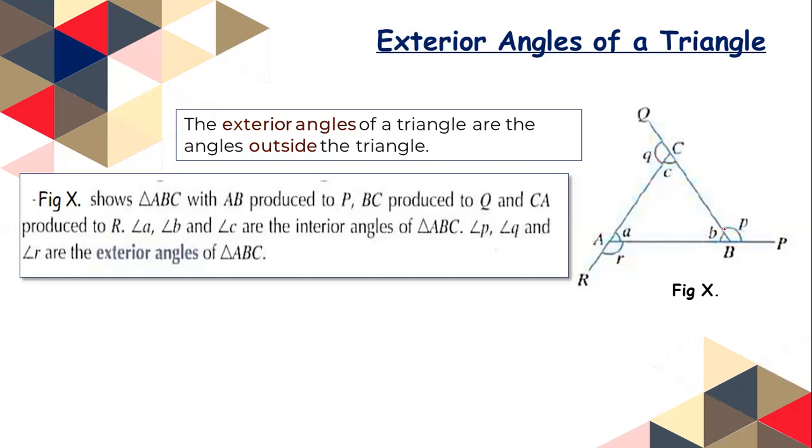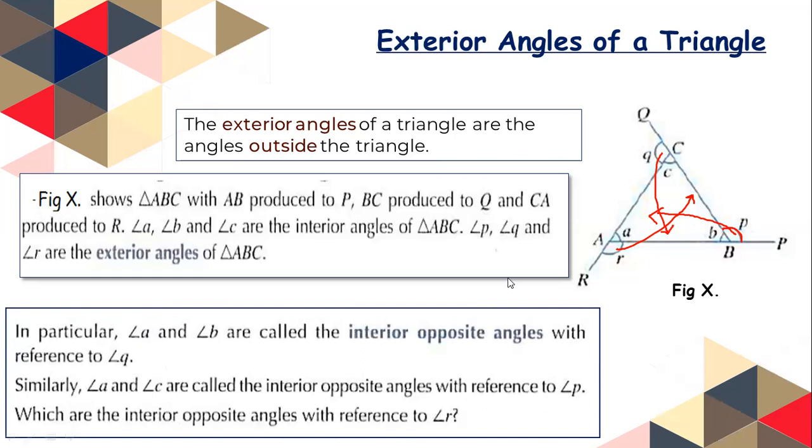Next, if you see this angle, if we want to find the two opposite interior angles of an exterior angle, which are they? For the exterior angle P, they are angle A and C. For the exterior angle R, the two opposite interior angles are angle C and B. And for Q, angle A and B. So here we defined that angle A and angle B are called interior opposite angles with reference to Q, and angle A and C are called interior opposite angles with reference to P. Next, the question given here: which are the interior opposite angles with reference to R? Angle B and C. So here we saw which angles are the interior opposite angles of an exterior angle, and how many there are: two. Okay, let's move ahead.